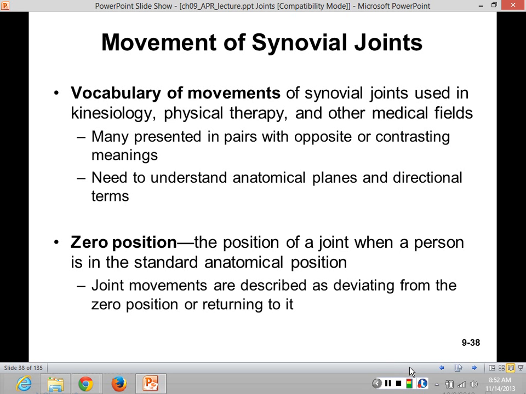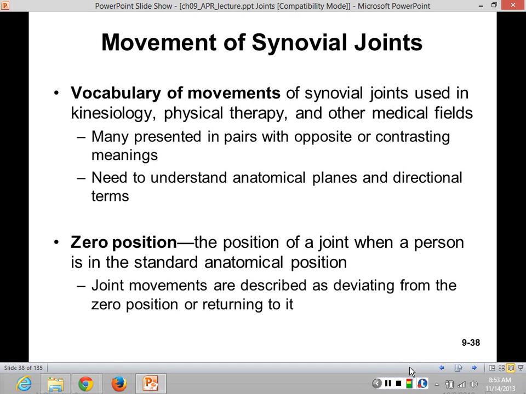You need to understand your anatomical planes and your directional terms from where? Atlas A. Anterior, ventral, posterior, dorsal, medial, lateral, proximal, distal. Does that sound familiar? Okay.